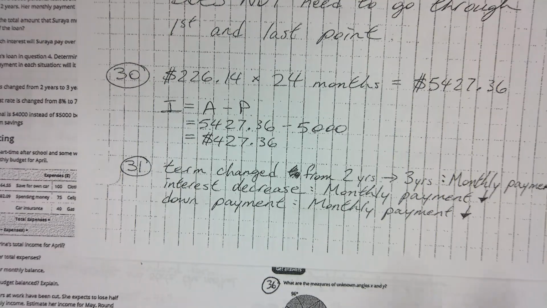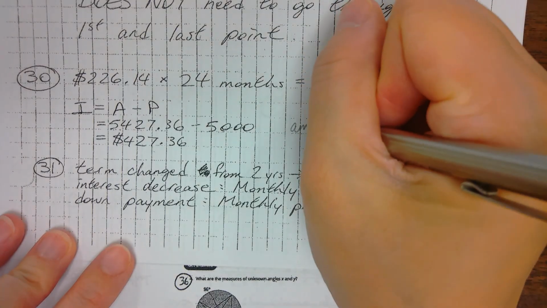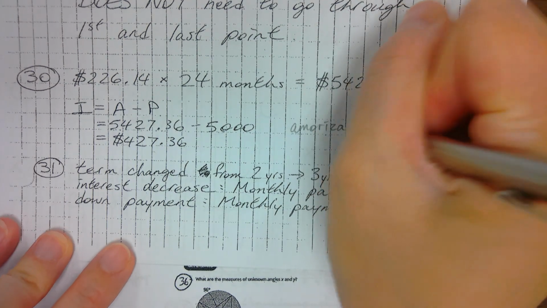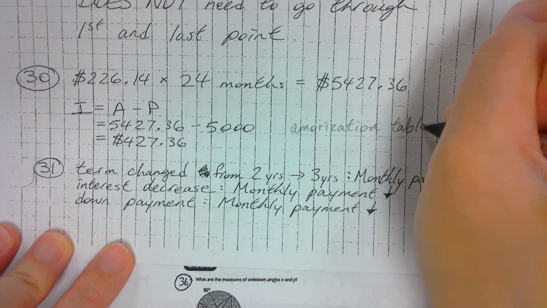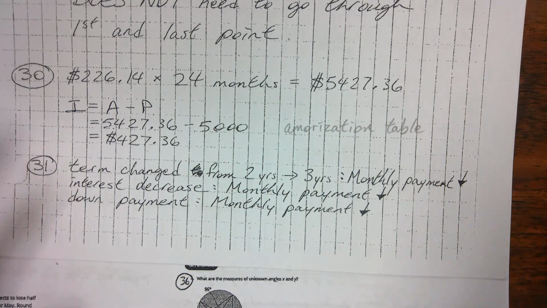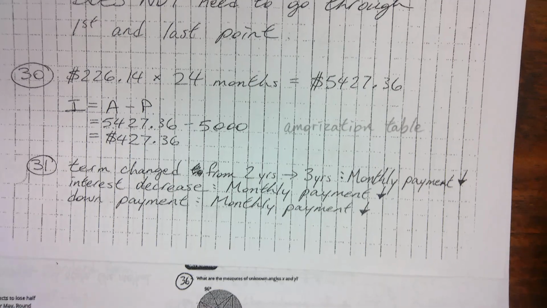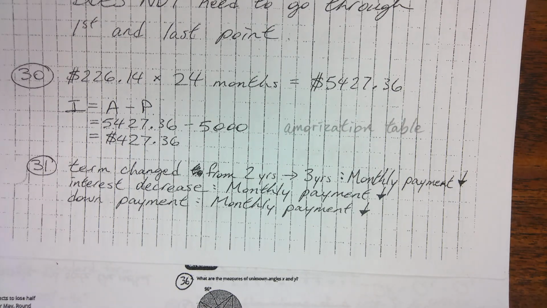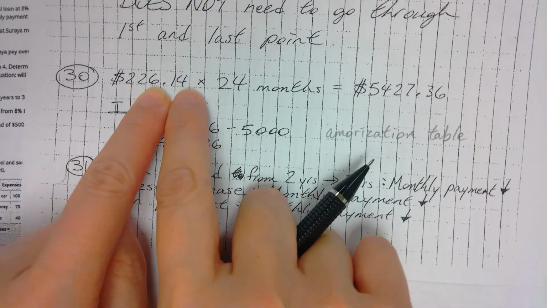There are programs. If you Google amortization table, it will do the calculation for you. It will just ask you what is the term, what is the interest rate, and then you'll see how your monthly payment goes, the amount that you pay in. So for example, every month you're paying this.